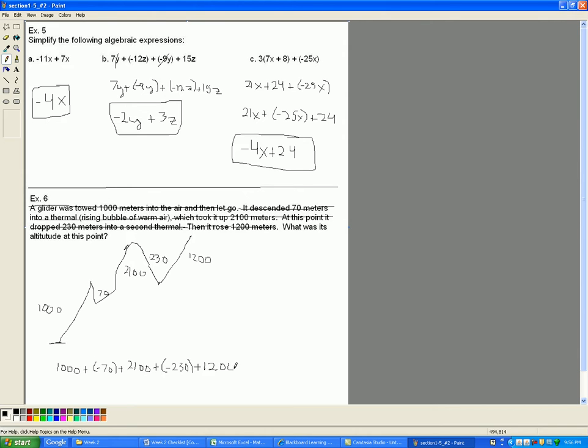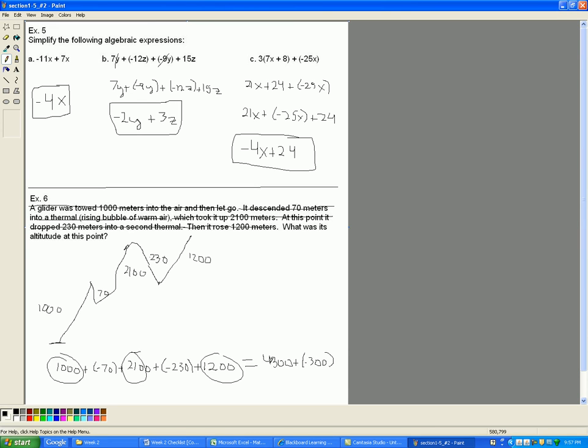So if we were to add all these numbers up, you can use a calculator, or we can just group. Let's go ahead and just add up all the positives. 1,000 plus 2,100 is 3,100. 3,100 plus 1,200 is 4,300. This is his up, right? These are just the up ones we grouped together. And now let's group his descents. He lost 70, he lost another 230, so he lost a total of 300.